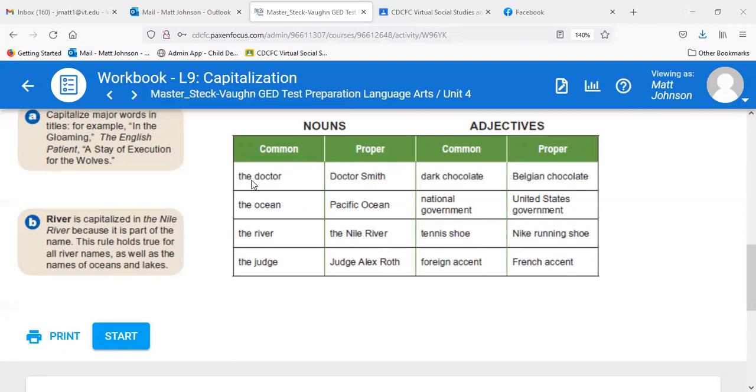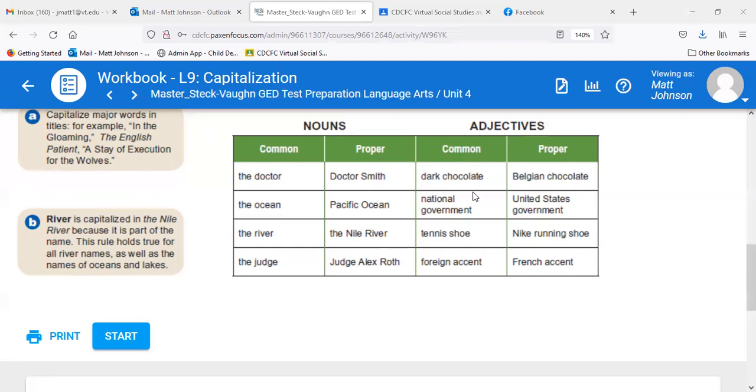The common nouns, the doctor, the ocean, the river, the judge, none of which would be capitalized. But in their proper forms, if you're referring to a specific doctor, you would capitalize doctor. Same thing with a specific ocean, the Atlantic Ocean, the Indian Ocean, the Arctic Ocean, the Nile River, the New River, anything like that. And same thing, just like doctor, other titles like judge would also get capitalized. So Judge Alex Roth.